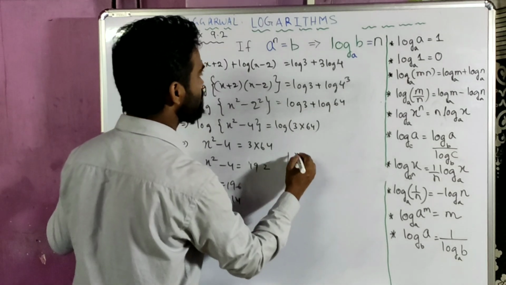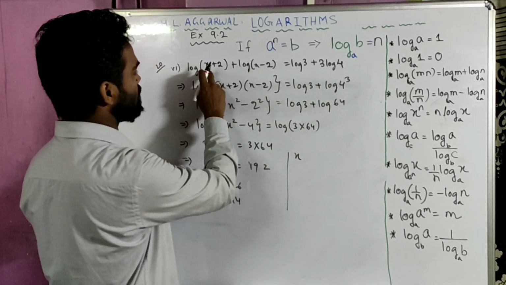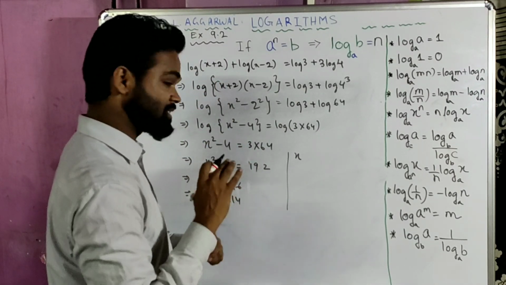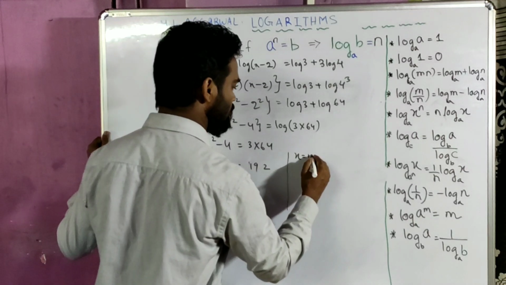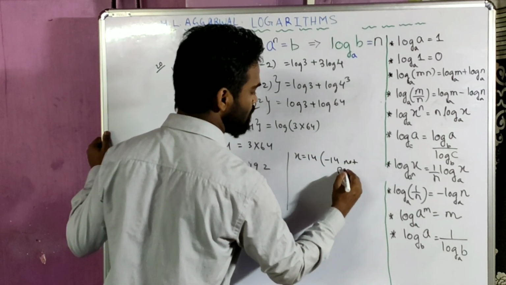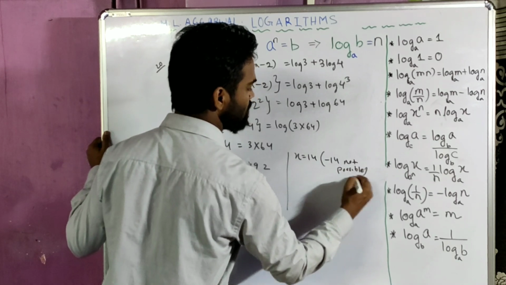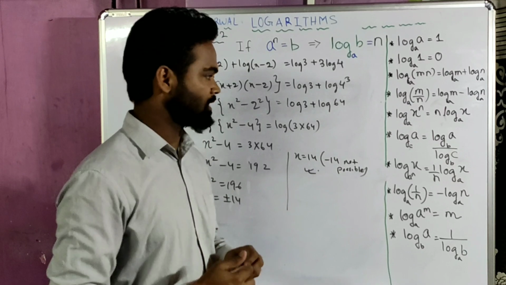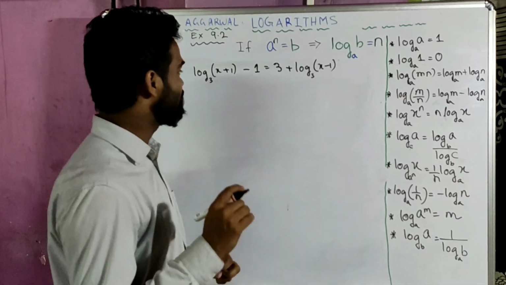Now look carefully. If we put minus 14, this log becomes negative, which is not possible. Log of a negative number is undefined. So x will be plus 14; minus 14 is not possible. Am I clear? So this is your answer. Now we look at the next sum. Look at this sum, very interesting.